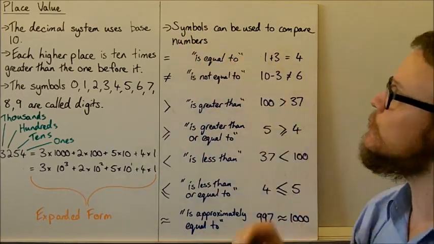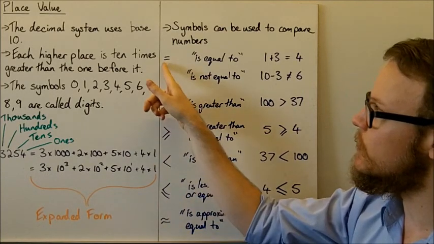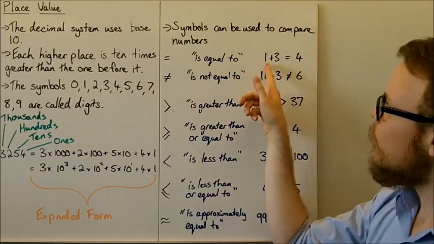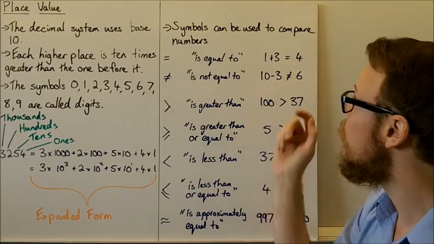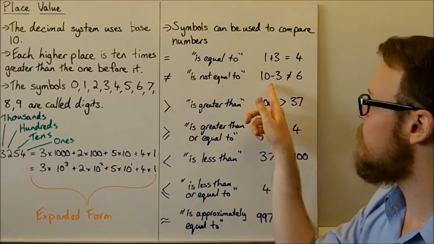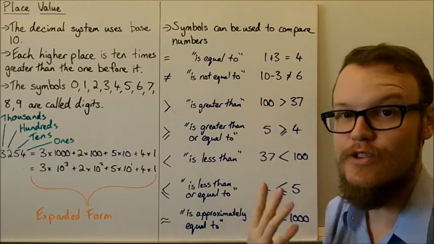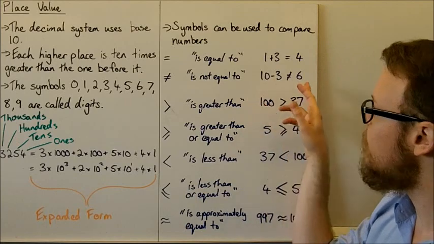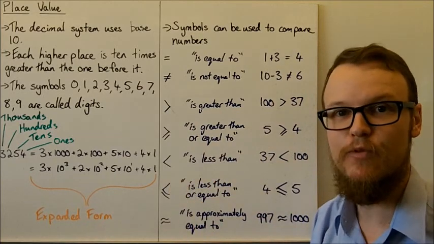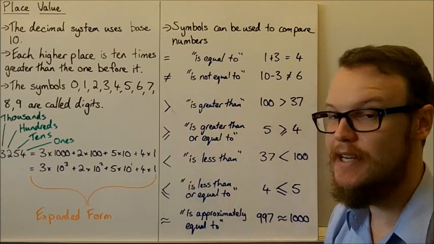We can also use symbols to compare numbers. So some of the symbols I've got down here, down this side. This symbol here is the equal sign. It means is equal to, or is the same as. So here, 1 plus 3 is the same as, or is equal to 4. If we put a line through the equal sign, it means it is not equal to. So 10 minus 3, we know 10 minus 3 is 7, so that's not equal to 6. Okay, so 10 minus 3 is not equal to 6. These are all number sentences that we can say and that we can use words and that are descriptive ways to compare numbers. This symbol here means is greater than.